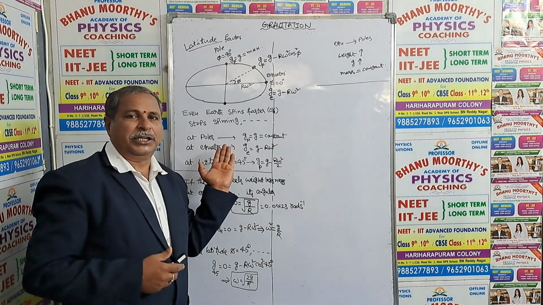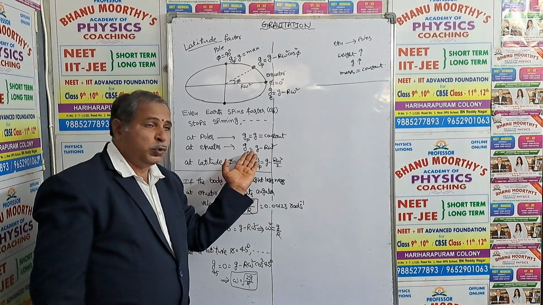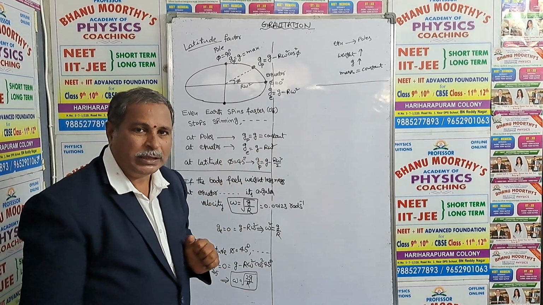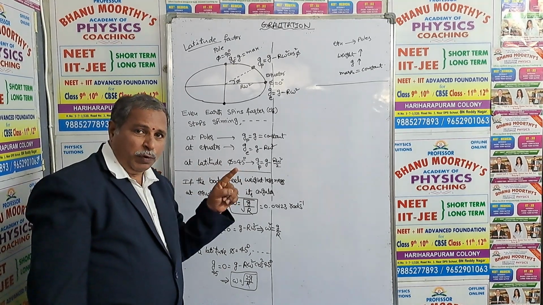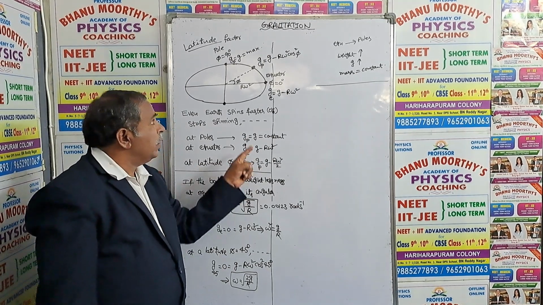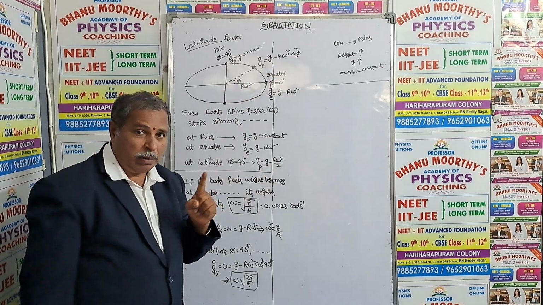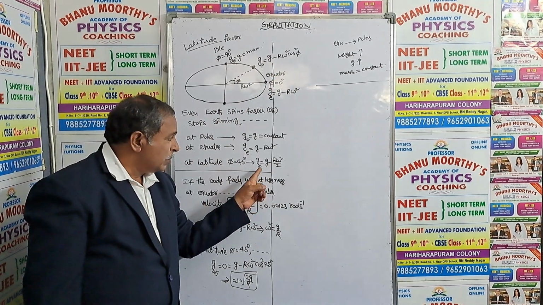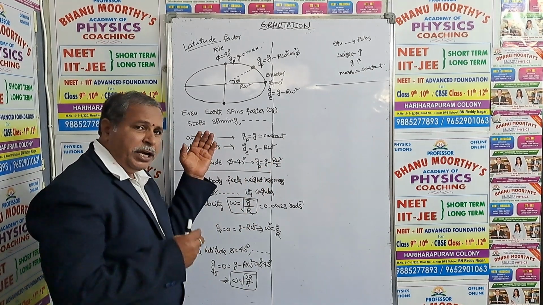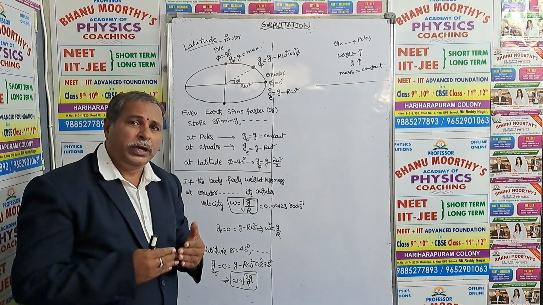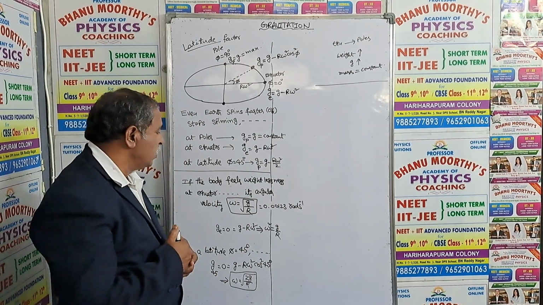So the effective acceleration g_e, E for equator, equals g minus r omega square. Now, at a latitude of 45 degrees, we want g_phi. So you have to substitute 45 degrees there. Cos square 45 is 1 by 2. So that is g minus r omega square by 2. So at different latitudes, we can find the acceleration due to gravity.